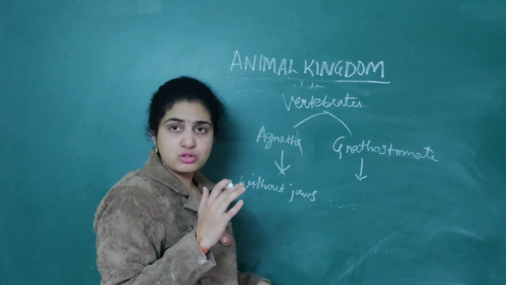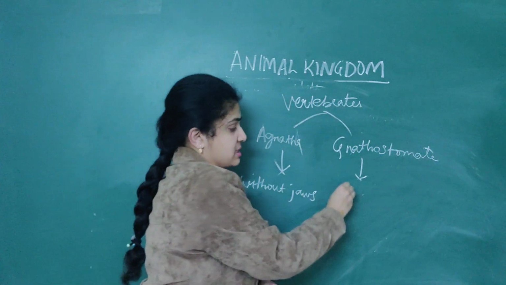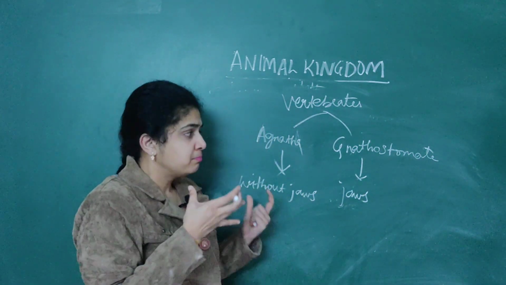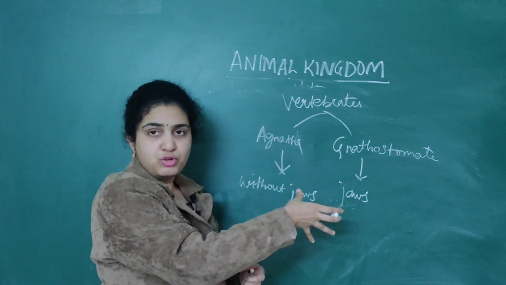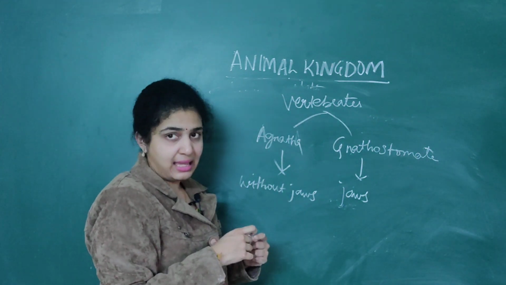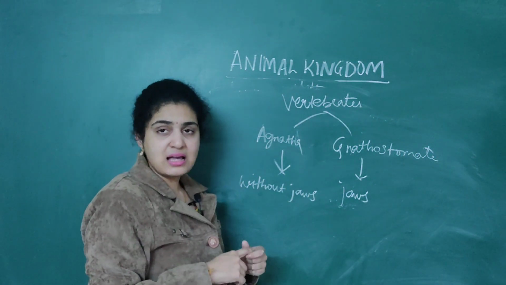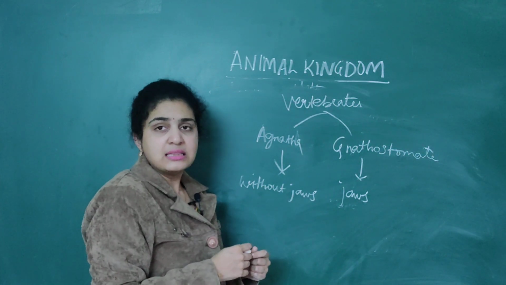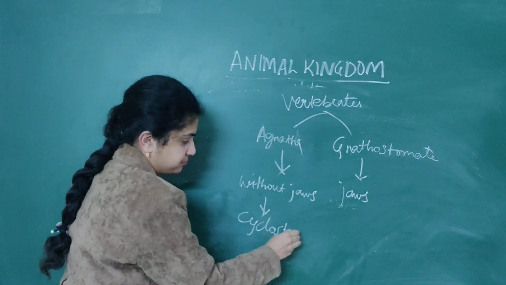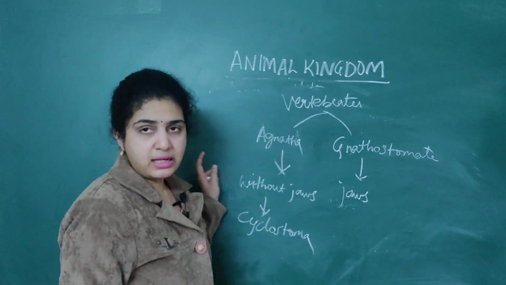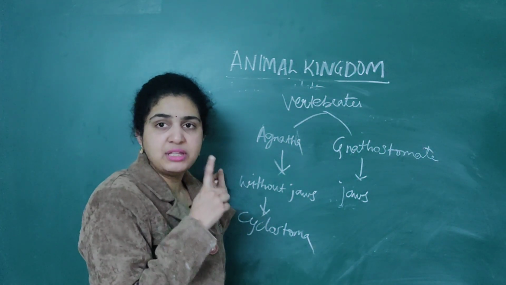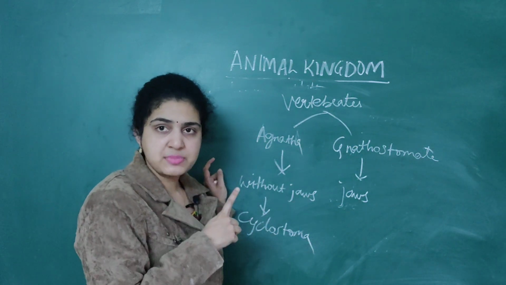This is the specific feature. When it comes to Gnathostomata, here jaws are also present. So jaws means what? The maxilla and mandible. These are absent in Agnatha, which are present in Gnathostomata. When it comes to Agnatha, only one class is classified under Agnatha. That is nothing but Cyclostomata. So an important NEET question: Cyclostomata belongs to Agnatha, that is without jaws. Jaws are absent for them.